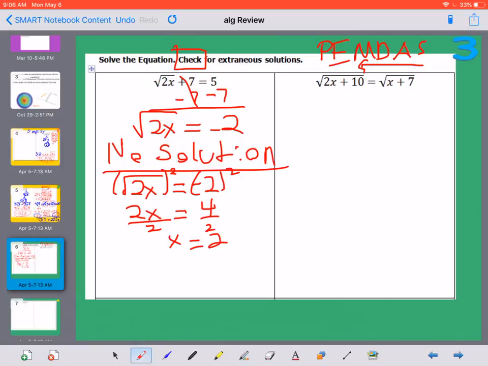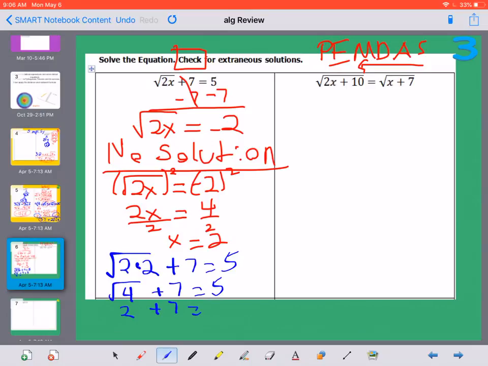So now I would put that x equals 2 back into the original equation. So it's the square root of 2 times 2, plus 7 equals 5. 2 times 2 is the square root of 4, plus 7 equals 5. Square root of 4 is 2, plus 7 equals 5. 2 plus 7 is 9. 9 does not equal 5. So we know that this no solution is correct.